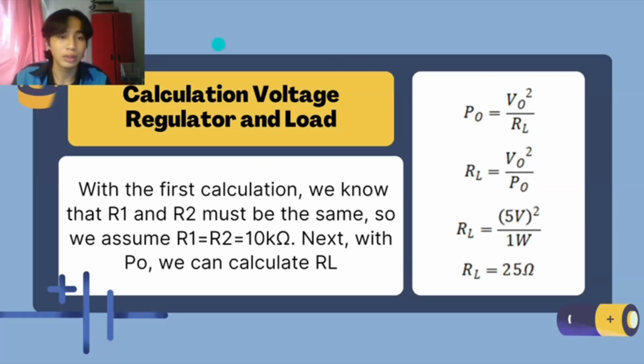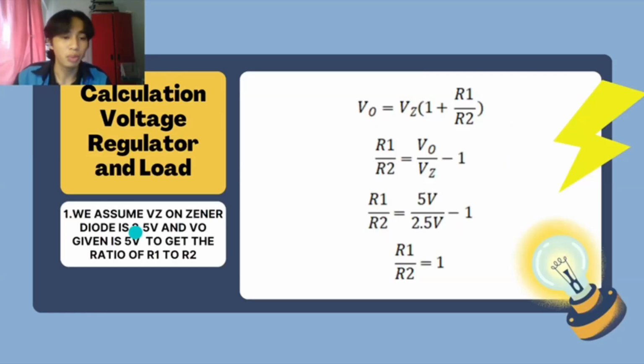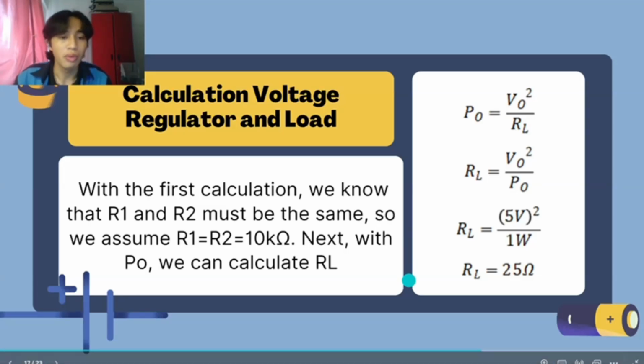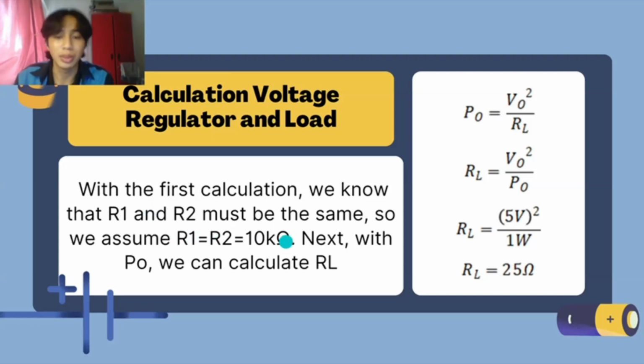The calculation for this voltage regulator and load is, first we assume the VZ on the Zener diode is 2.5, and the Vout is given, which is 5 volts. We use this value so that we can get the ratio of R1 and R2. As you can see here, we use the value for R1 and R2 as 10 kilo ohm, so the ratio is the same, which is 1. With the first calculation, we know that R1 and R2 must be the same, so we assume R1 equals R2 equals 10 kilo ohm.